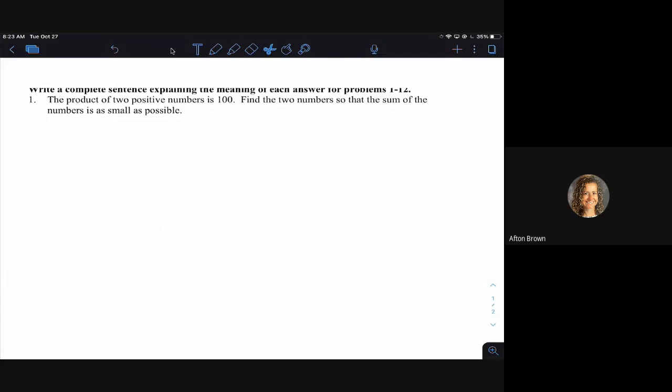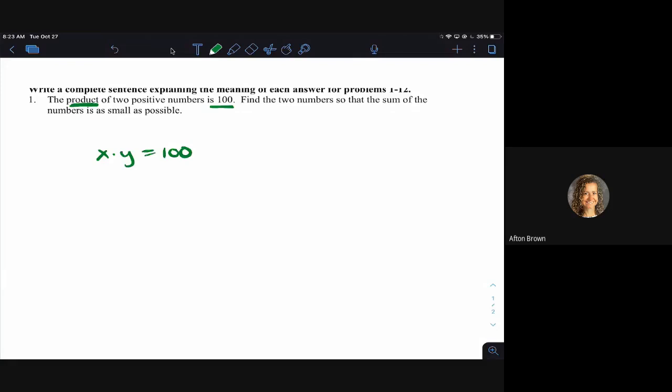What is our constraint? X, Y equals. Good. Okay, so if it says product, we know we're multiplying two numbers. The product is 100. Choose any two variables that you want. So that is our constraint. We know that the two numbers have to multiply to 100.